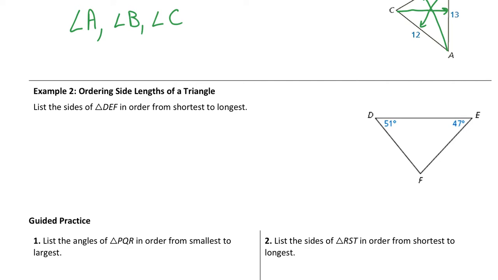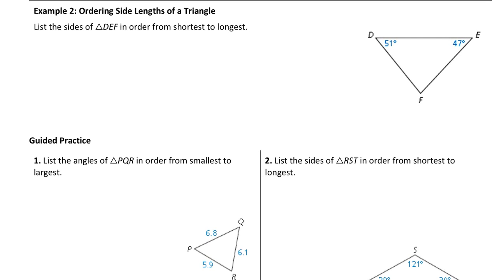For example 2, ordering the side lengths. So now, before I do anything, I want to know the measure of angle F. And we've done tons and tons of examples of finding the third angle in a triangle. You simply just take 180 minus the two known angles to find that unknown angle. So 180 minus 51 minus 47 is 82. So angle F is 82 degrees.